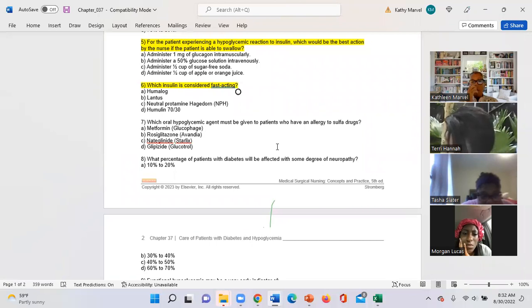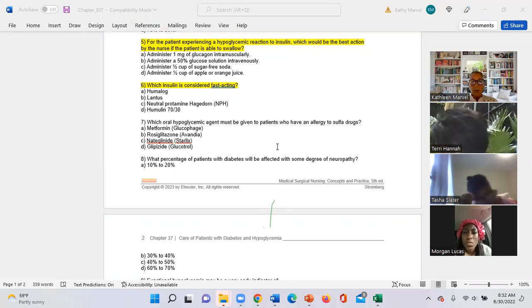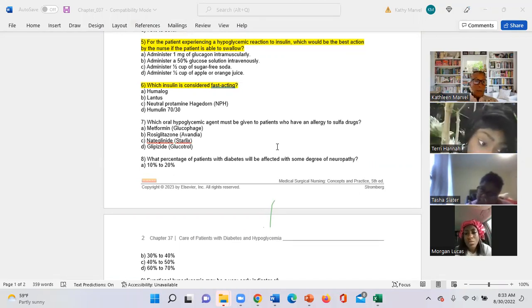Guys should know that. They definitely know this. Humalog is the fast acting. So again, if some of these questions are unfamiliar to you, that means you need to go back and read your chapter on diabetes. And I'll tell you there's I think four or five questions on the exam regarding diabetes.